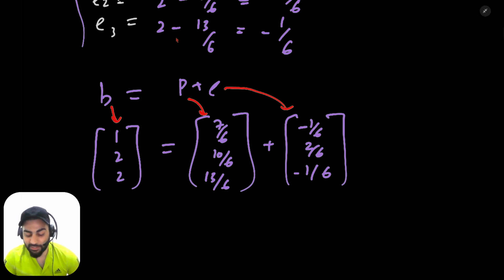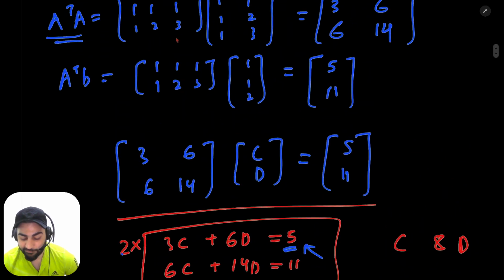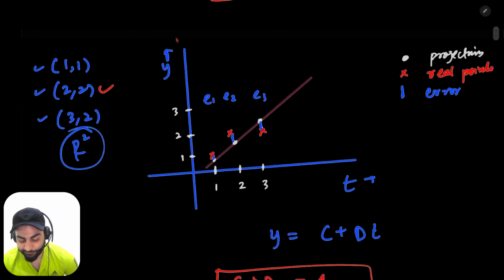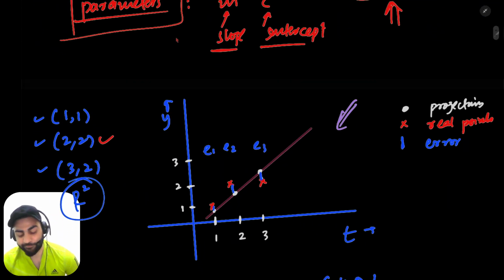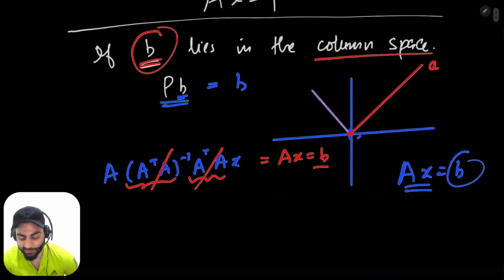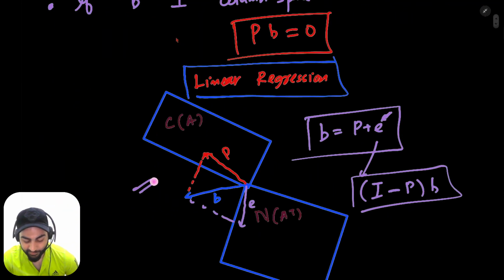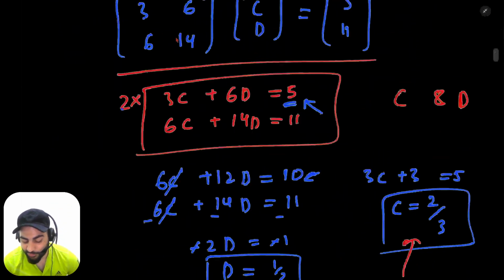Now the best picture. I have two pictures in hand. I told you that you have to remember two pictures. This is the first picture, and this is the second picture that you have to remember. Now this P and E should be perpendicular. What is the meaning of orthogonal? The dot product should be 0.